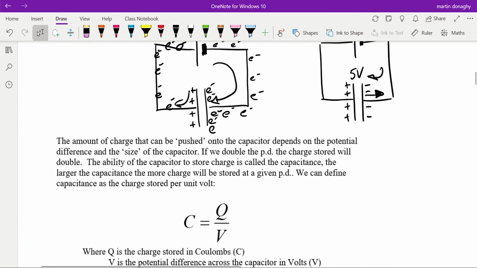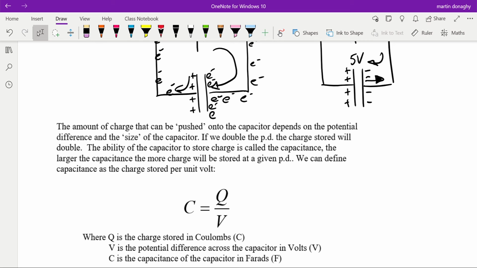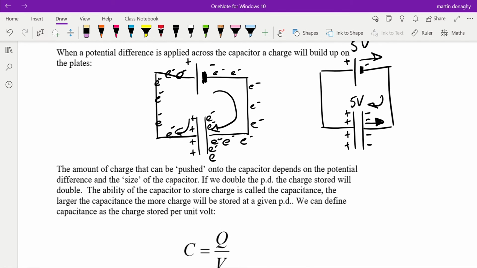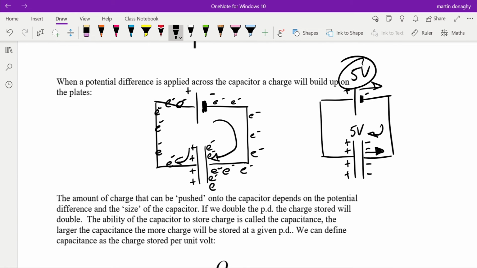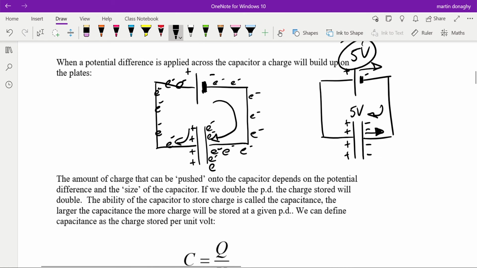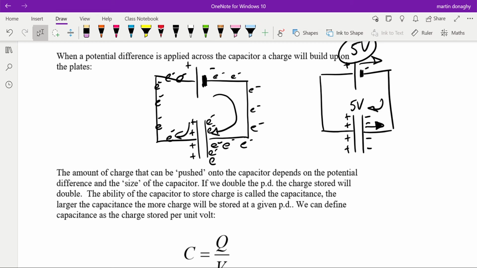Now the amount of charge that can be pushed onto a capacitor depends on two things. The voltage: if we raise the voltage up here, there'd be a bigger push and we could push more charge onto the capacitor. The other thing that affects it is the size of the capacitor. By the size, we're not talking about something we can measure in meters or anything like that, but something we measure in farads, and it really just gives an idea of the capacity of the capacitor, and we call that the capacitance.